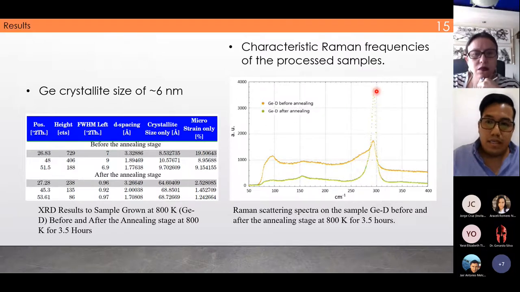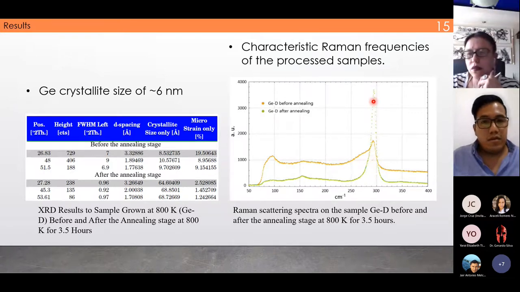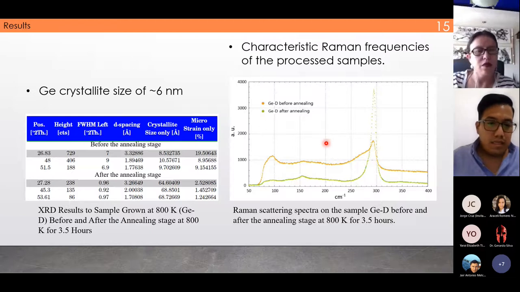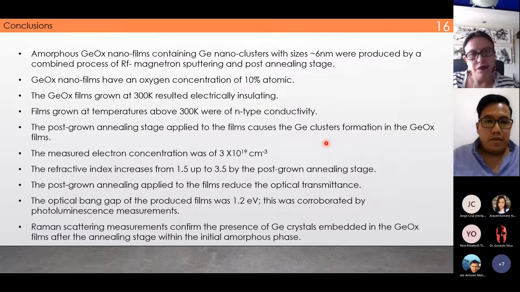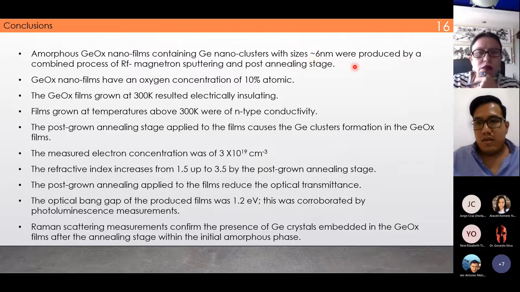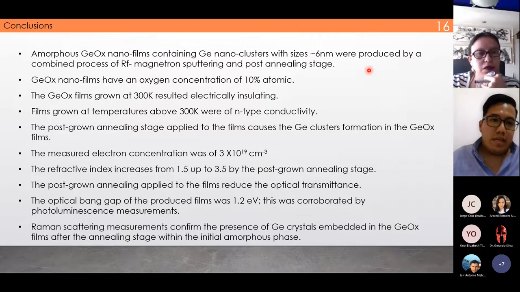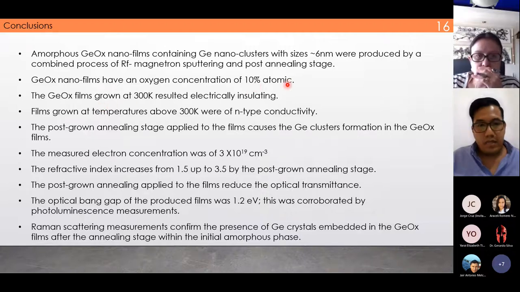We have an increase of the size. This increase of the peak means that the size of the quantum dots, or the germanium quantum dots or clusters, increased. So with this, we can conclude that the amorphous germanium oxide nanofilms contain germanium in clusters with sizes around 6 nanometers and were produced by combining magnetron sputtering and a post-annealing stage. These films have an oxygen concentration around 10% atomic, and these films are also electrically insulating.